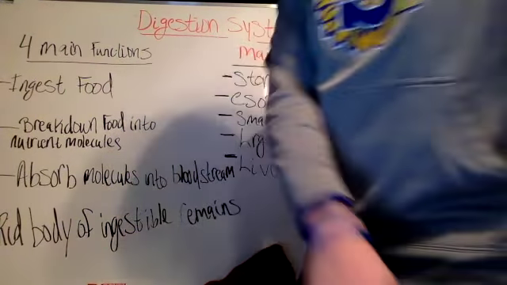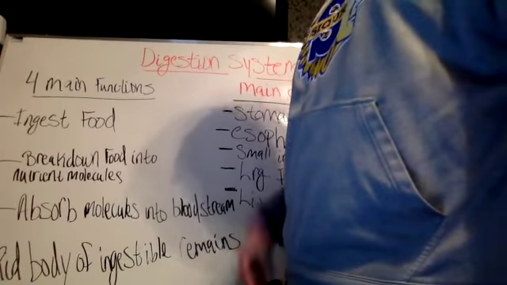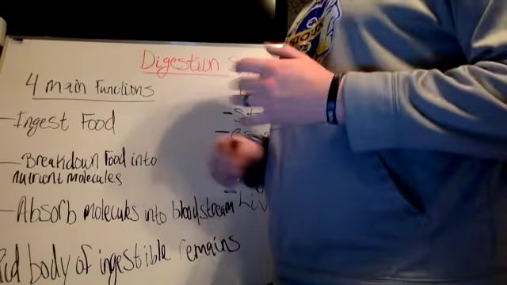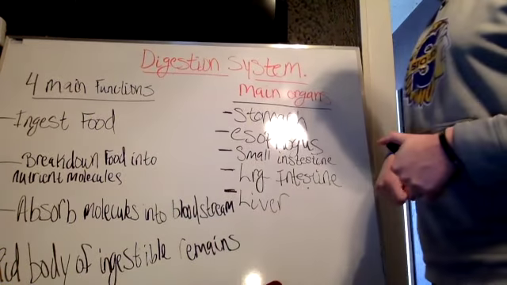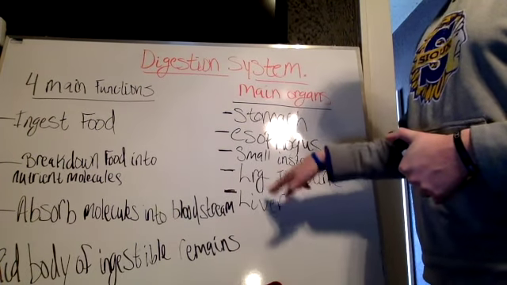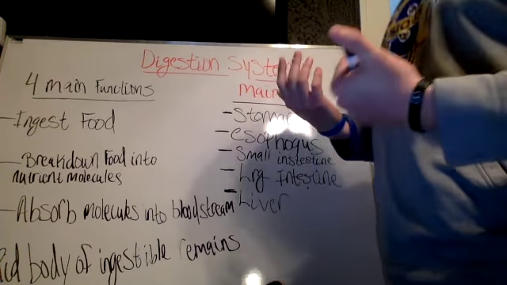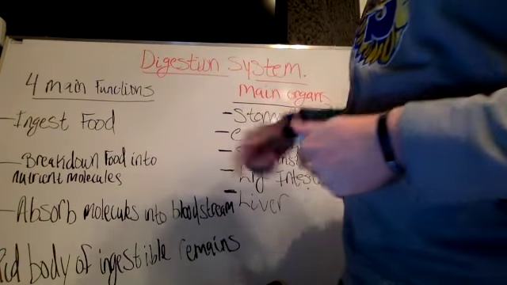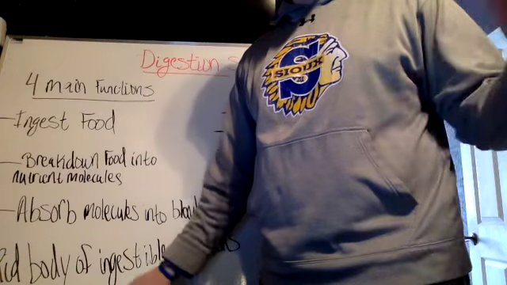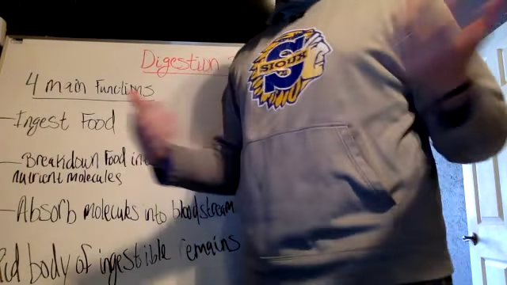So these are our four main functions. I'm going to go over them one more time so we get the gist. Ingest food, eating, okay? Break down food into nutrient molecules using that organ in conjunction with this organ, okay? Absorb molecules into the bloodstream. Rid the body of ingestible remains, basically stuff that we cannot use, or we don't need to use, or we need to get rid of because it's waste.